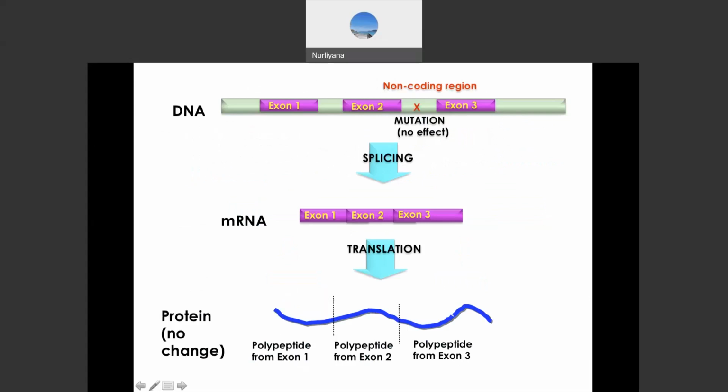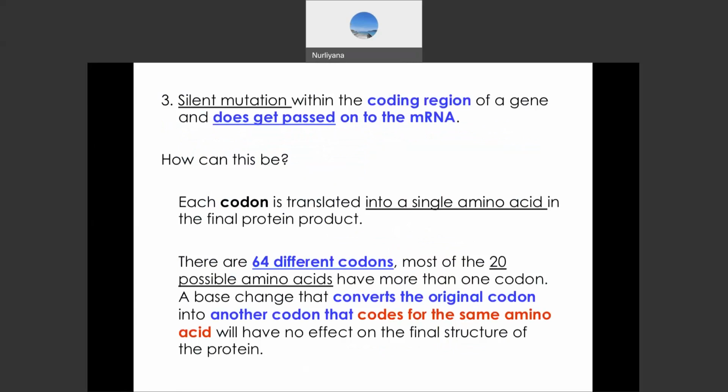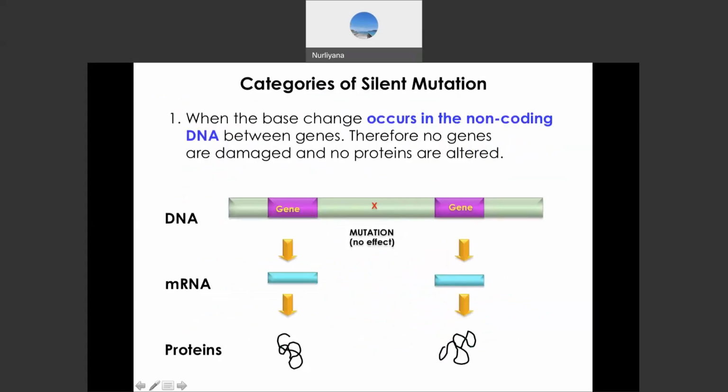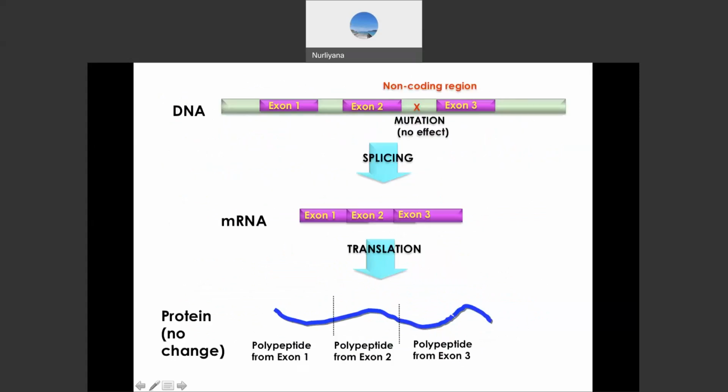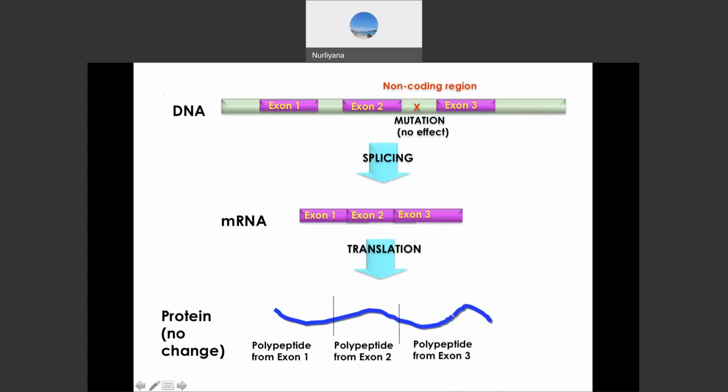This is another example where the mutation occurs in the non-coding region. Like I said just now, all the exons are combined, and then you can translate as usual without any protein changes. Silent mutation also can occur in the coding region. So that means yang tadi tu dia berlaku di kawasan yang tak ada impact. It means it happens in the intron sites. But sometimes it can occur in the region that is important, like in our genes.